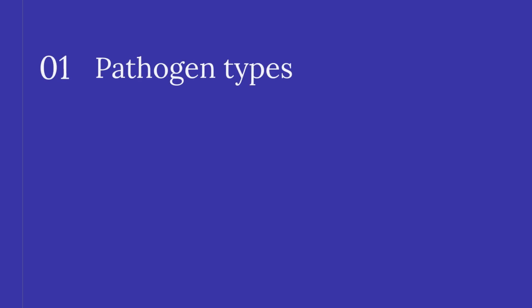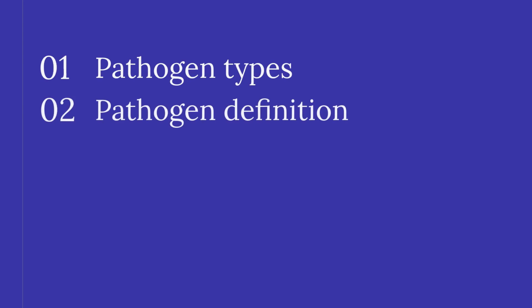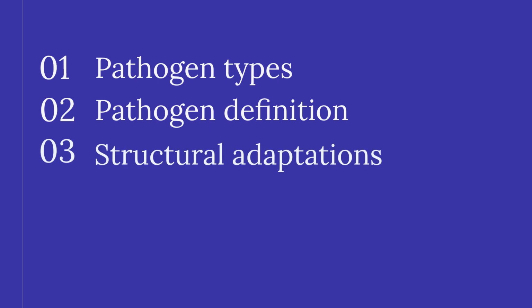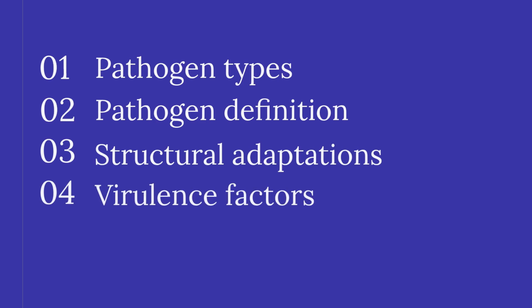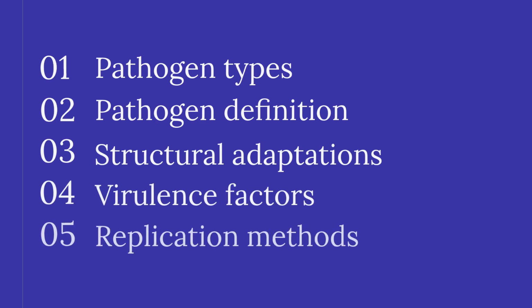Define what a pathogen is and classify the types. Explain structural adaptations that enable pathogenicity. Discuss virulence factors and replication mechanisms. Support your explanations with diagrams. This forms the basis of Learning Outcome 1.